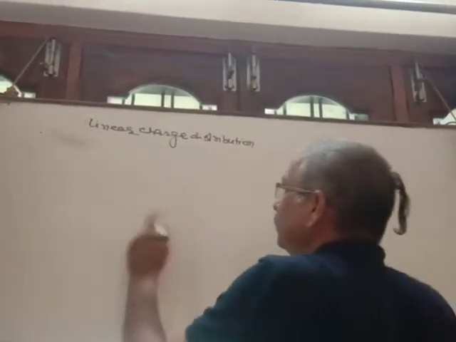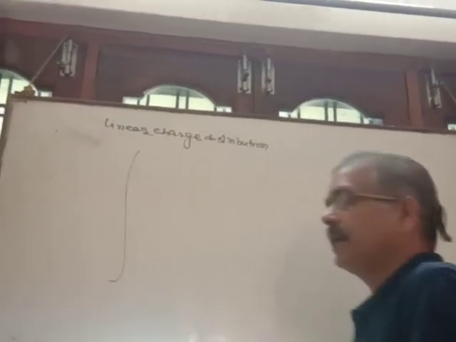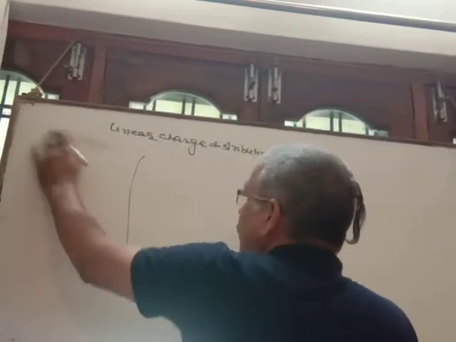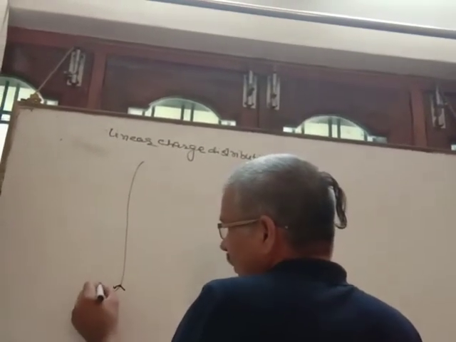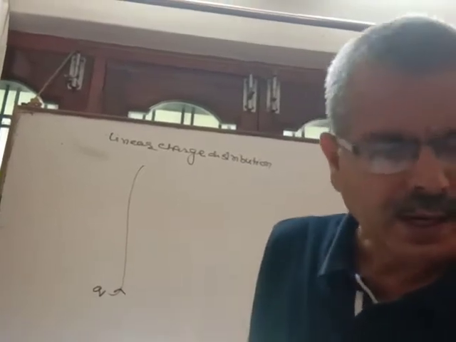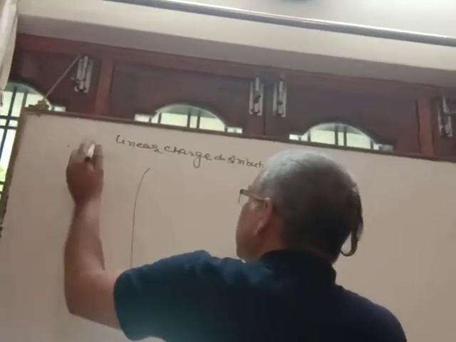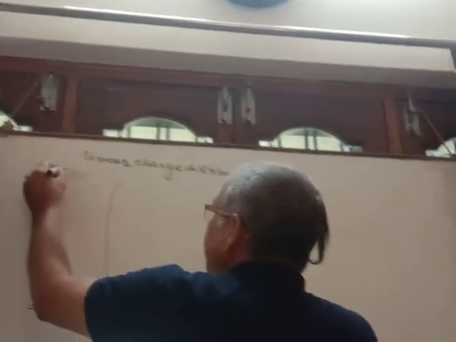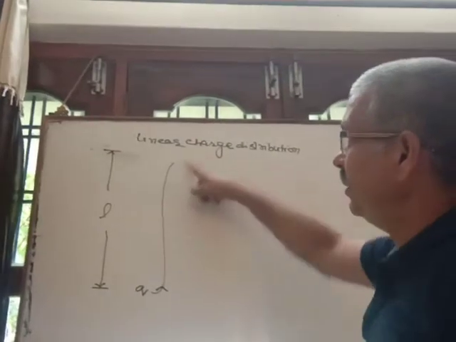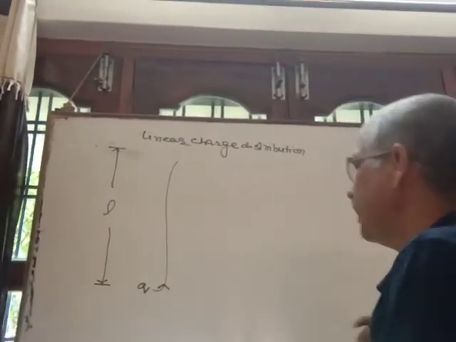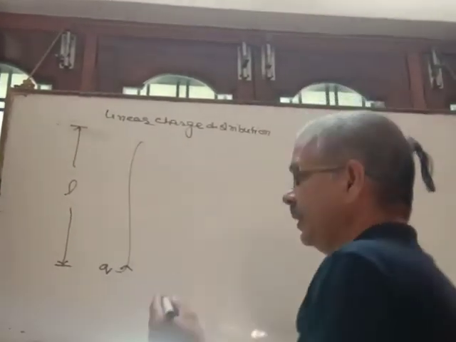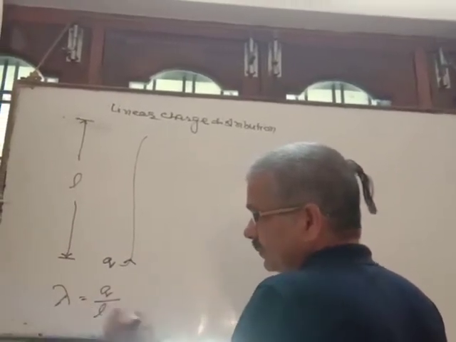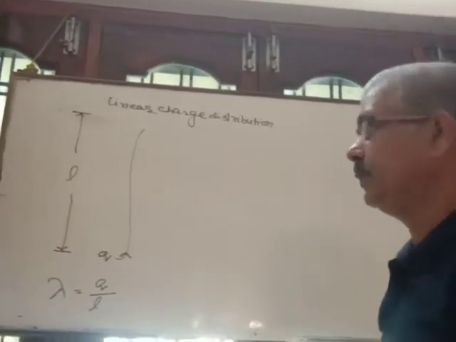So suppose we have a very fine wire of infinite length. Charge Q is given to it, and suppose we consider its length to be L, otherwise you will get it in terms of density. So charge Q is given to a very fine wire of length L. What is the amount of charge present per unit length? Suppose it is the linear charge density, lambda is equal to Q by L. This is the amount of charge present per unit length.